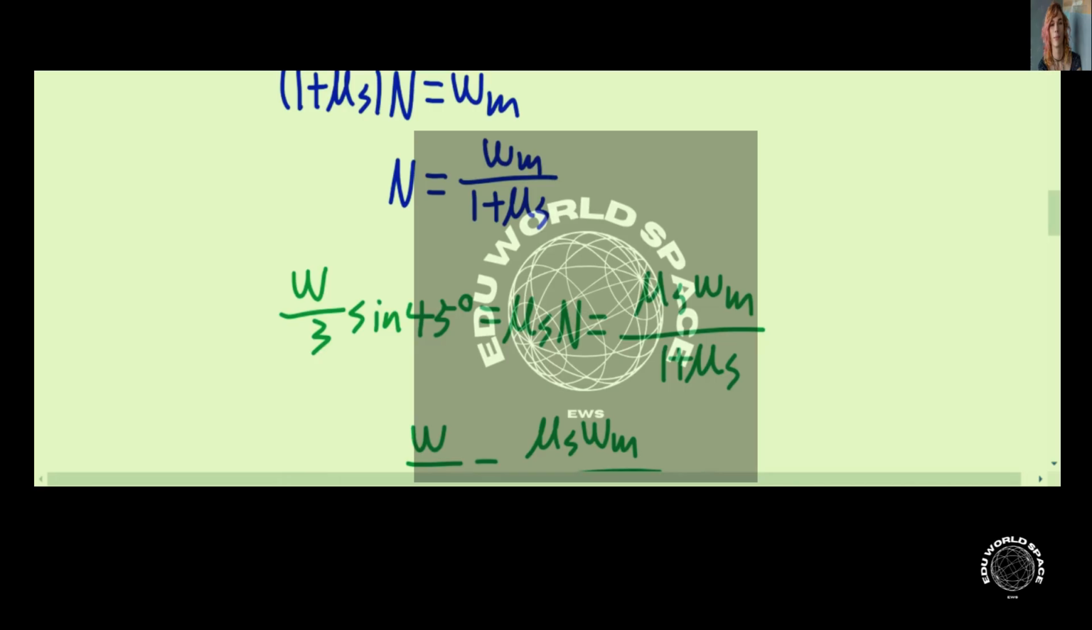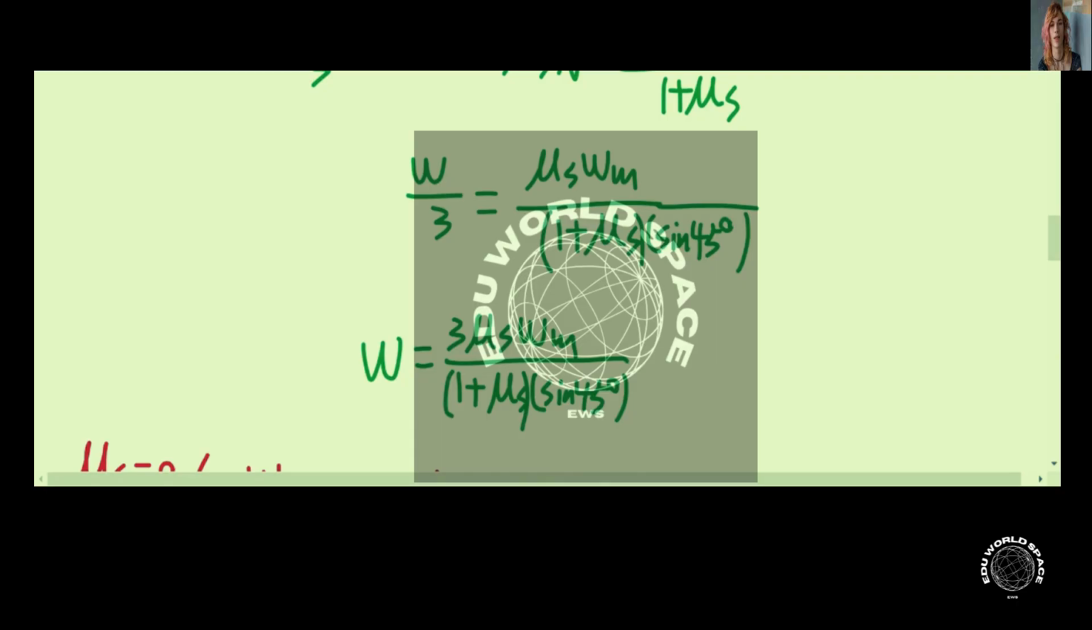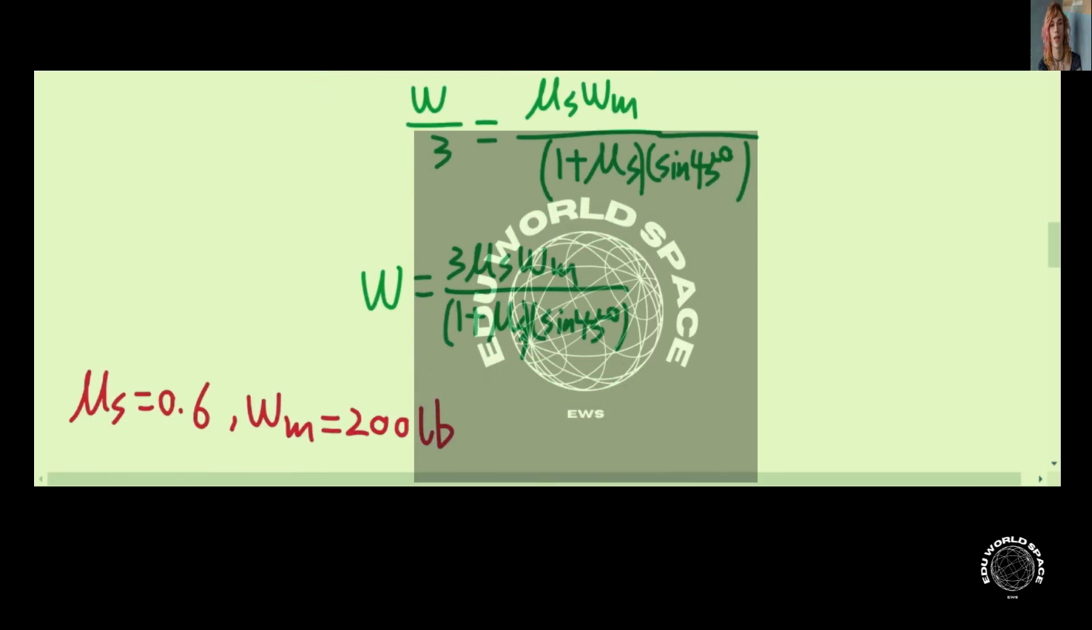So remember, W over 3 times sine 45 degrees can be equal to mu(s) n, and this can also be equal to mu(s) times Wm over 1 plus mu(s). Therefore, we have W over 3 is equal to mu(s) times Wm over 1 plus mu(s) times sine 45 degrees. This will give us W is equal to 3 mu(s) Wm over 1 plus mu(s) times sine 45 degrees.